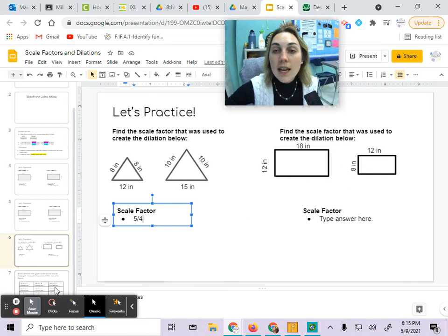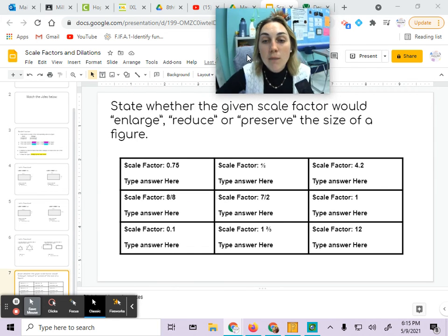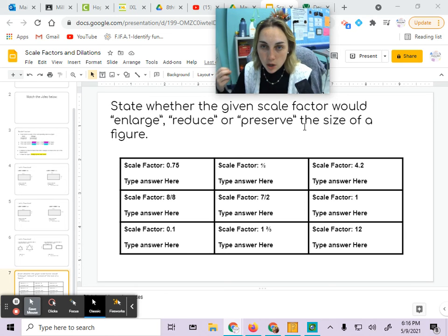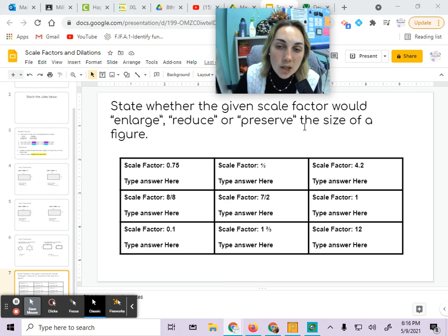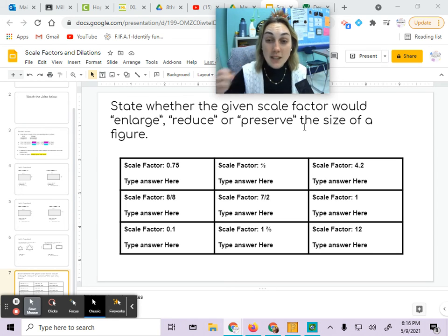And then the last thing you're going to have to do for this assignment is tell me whether or not the scale factor would enlarge, reduce, or preserve the size of the figure. Remember, if the scale factor is smaller than 1, it is going to reduce the figure. If it is bigger than 1, it's going to enlarge the figure. And if it is 1, it's going to preserve the size of the figure.